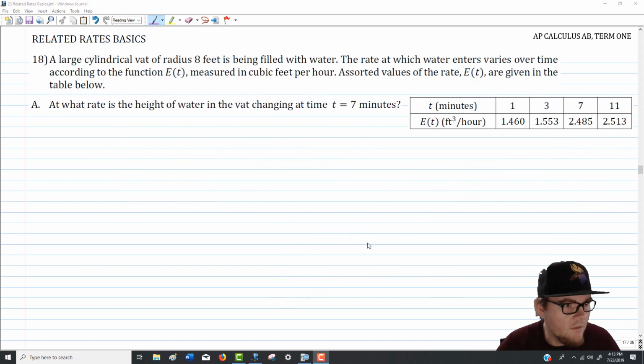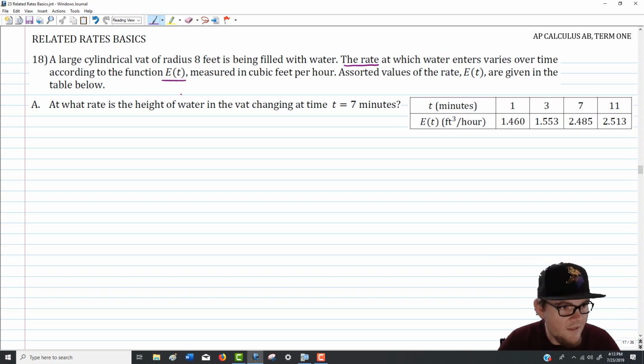Okay, question number 18. It says a large cylindrical vat of radius 8 feet is being filled with water. So basically, translating that down a little bit, it's like someone's got a cylinder-shaped cup and they're pouring water into it. The rate at which water enters varies over time according to the function E of t. So it says the rate is E of t. So it's kind of like E is the derivative of something. Assorted values of the rate E of t are given in the table below. So the table is giving us some stuff.